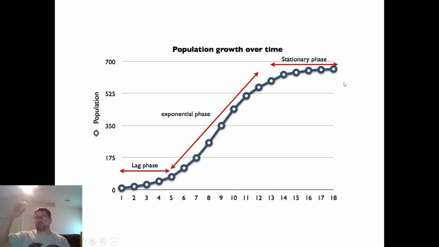Okay, so they might overshoot K and then crash a little bit and stay below K for a while, then overshoot it again, etc. That phase is called the stationary phase, where your population growth is very slow, and might even be stagnant with no growth at all, because you've reached your carrying capacity and your maximum.